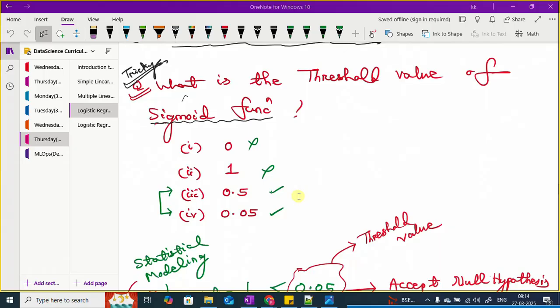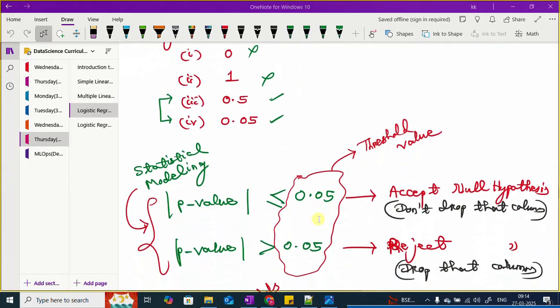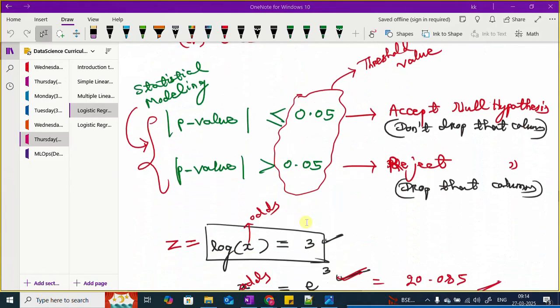I have asked what is the threshold value of the sigmoid function. It is 0.5, not 0.05. Do not get confused, because 0.05 is the threshold value of the p-value, which we use in statistical models.